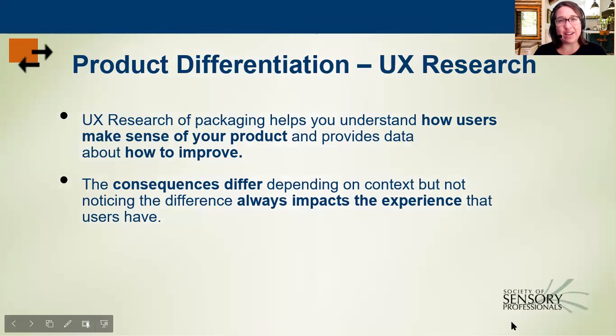So when we look at UX research of things like packaging, we can understand how users are making sense of the product, and also it gives us information about how to make improvements. And now, again, the consequences are going to differ depending on the context. So, maybe picking up the diet soda rather than the regular isn't as big of a consequence as coming home with the alcoholic version instead of the non-alcoholic version. But this failure to notice is always impacting the experience that users have.